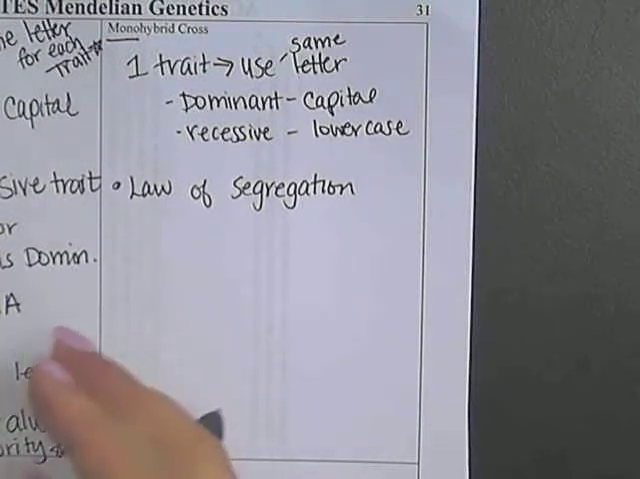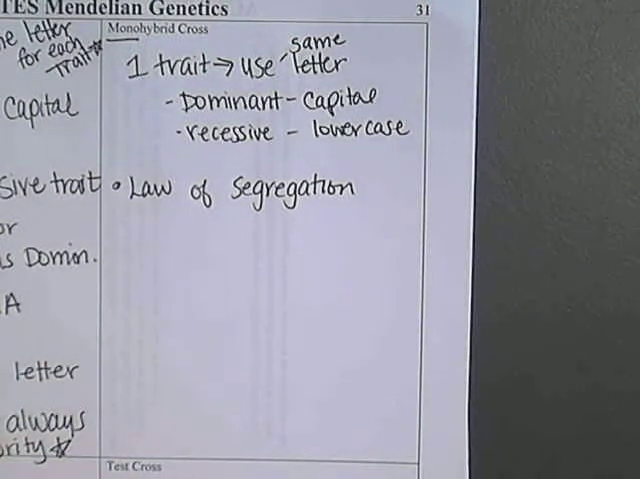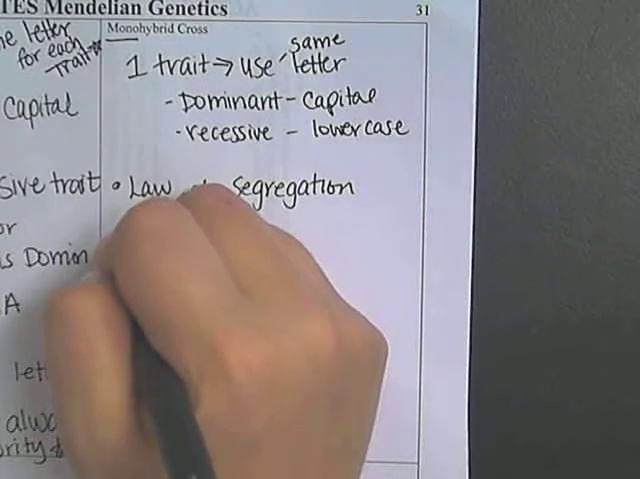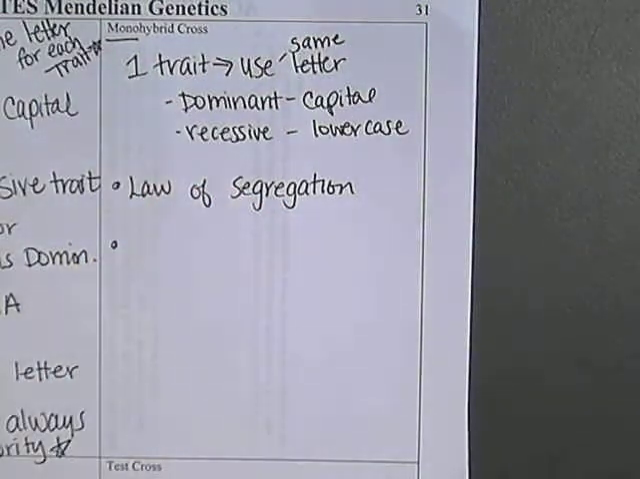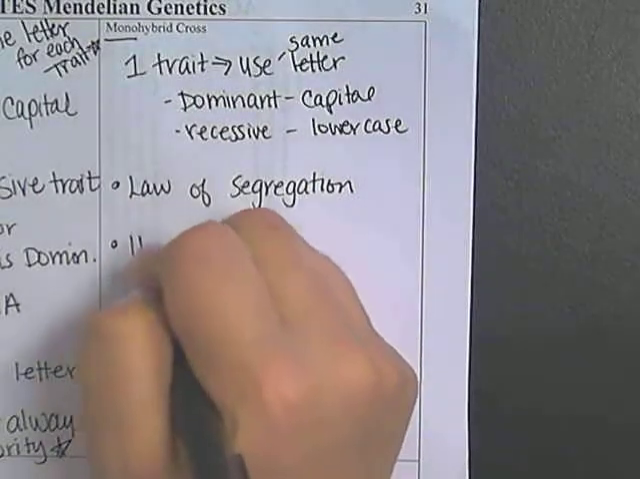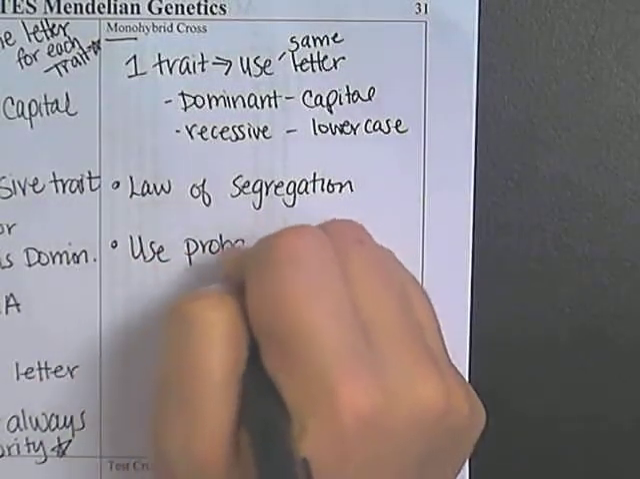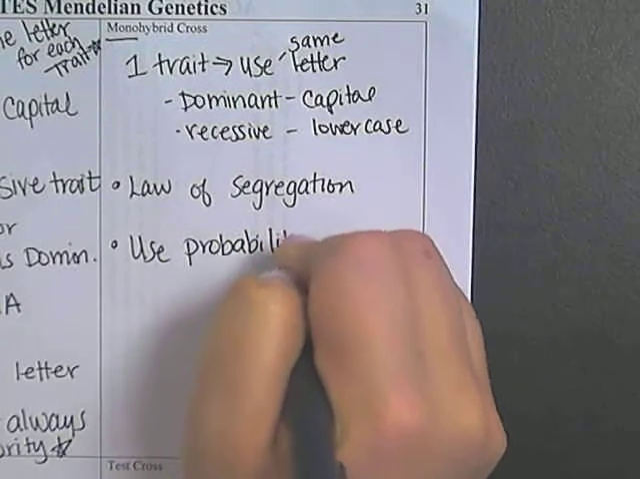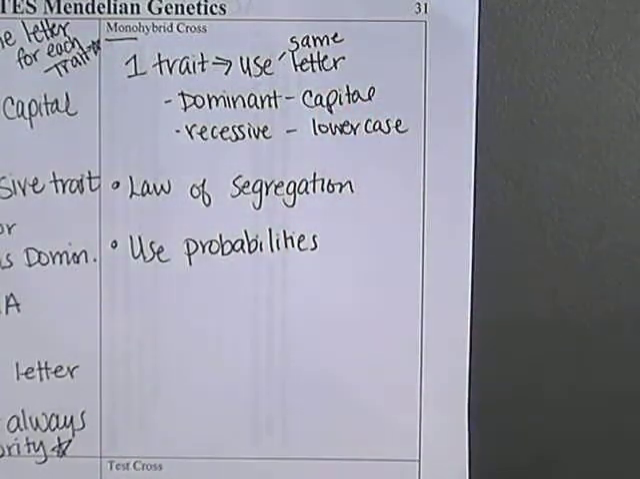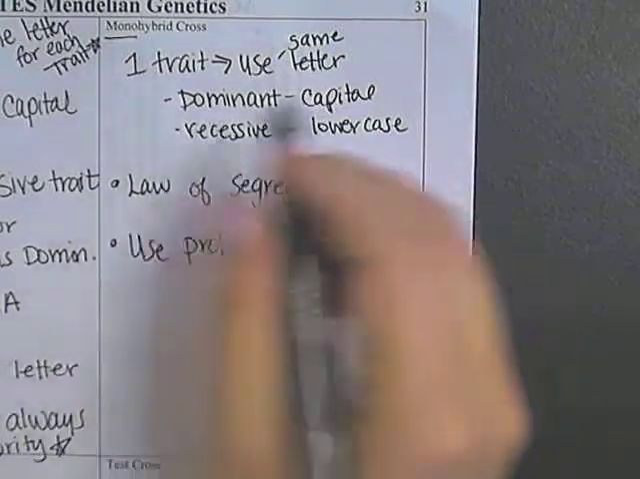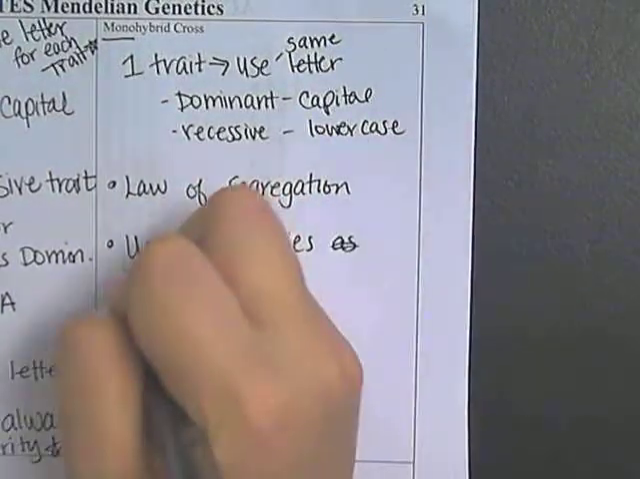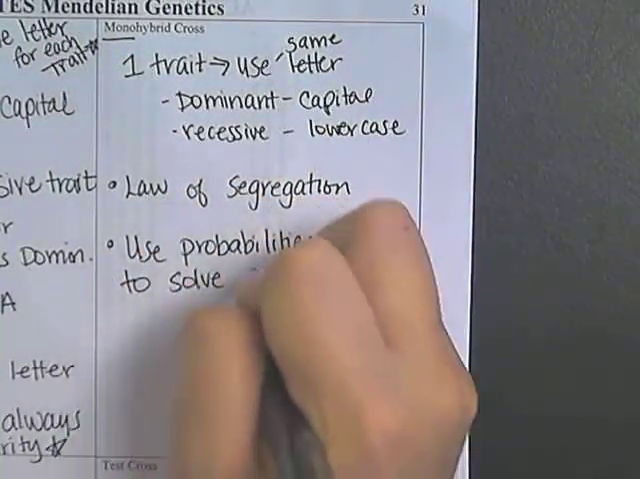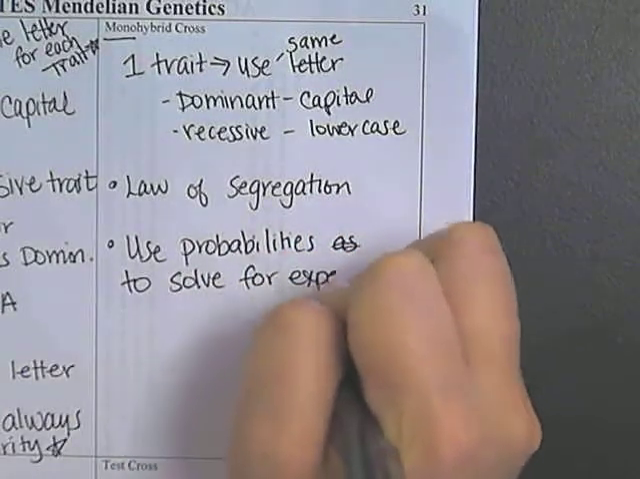And when we do these monohybrid crosses, you're going to use them to calculate some probabilities. What we're going to then do in AP, one of the biggest differences between AP and ninth grade, is now we can use those probabilities for some calculations. We're going to use the probabilities that you get in the monohybrid cross to solve for expected values in chi-squares.